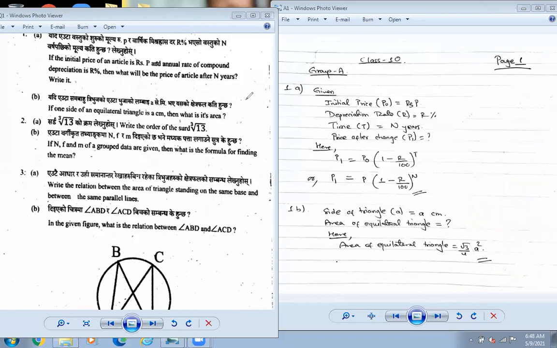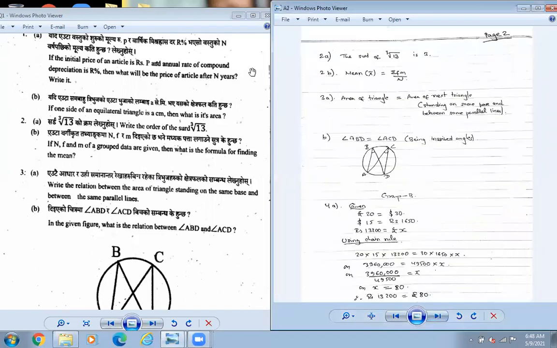Okay, so let us go to the next number then. So 2A. Okay, so find the source of this root under 3.